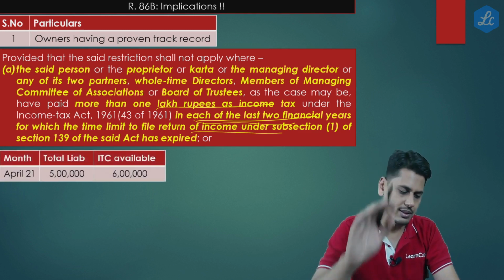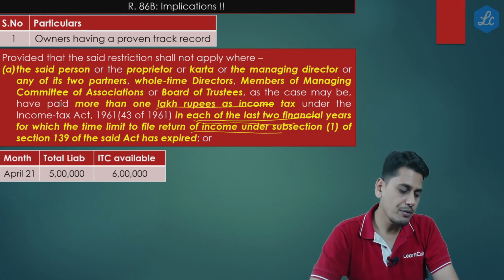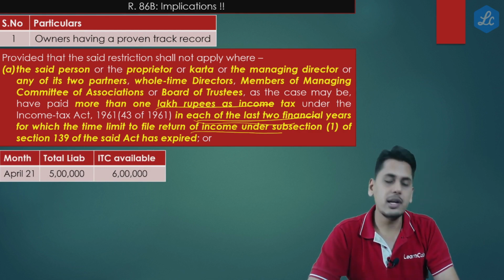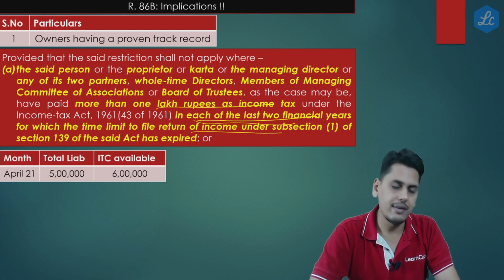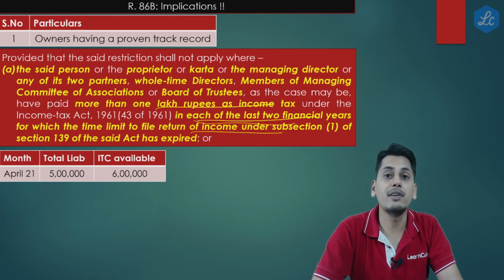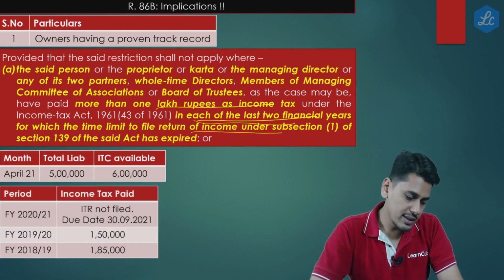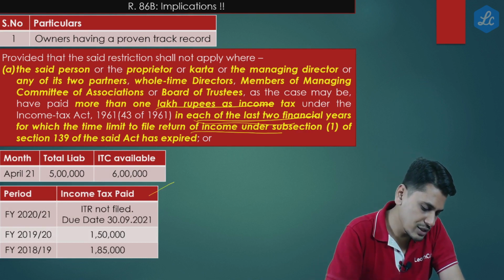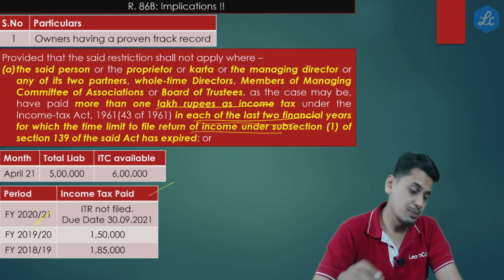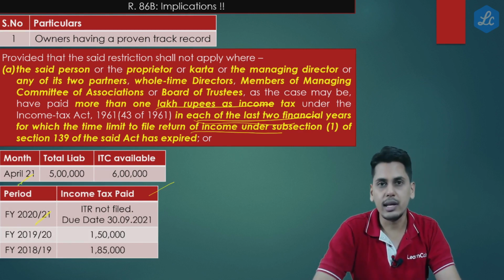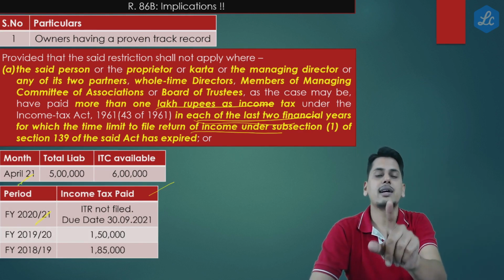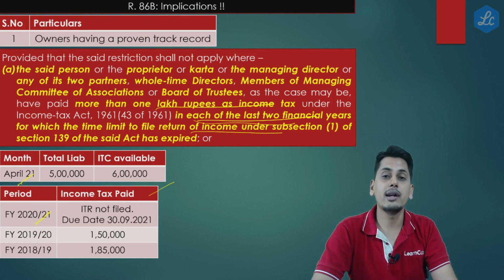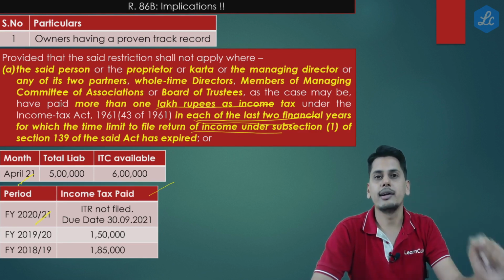Let's take a few examples. Now friends, let's say for the tax period April, total liability is 5 lakhs. Total input tax credit available is 6 lakhs. Now friends, this particular person, income tax paid for financial year 2021, we are speaking about April 2021. We are going to check whether for April 2021 86B is applicable or not applicable.